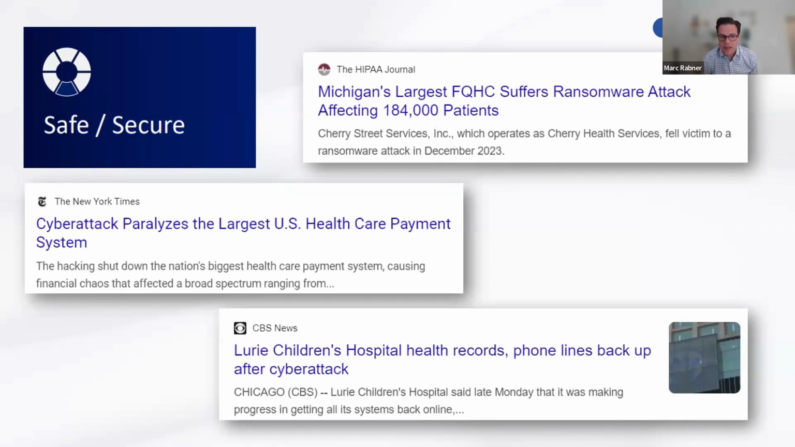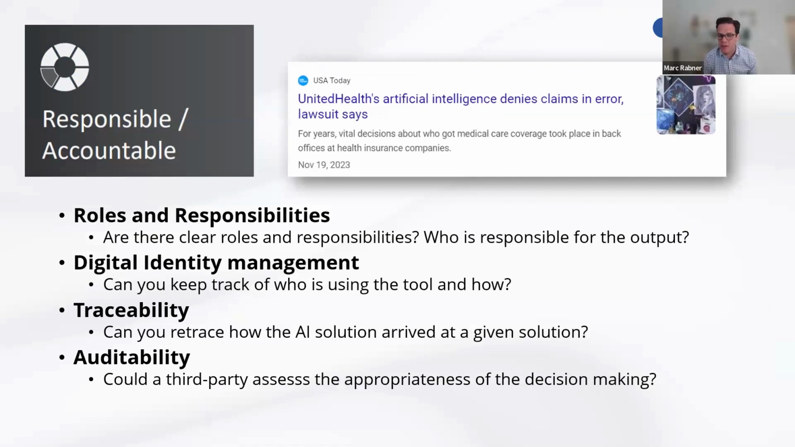And lastly, who's responsible and accountable for the AI performance and output? So this article on the top right is a lawsuit claiming that a payer was inappropriately denying claims using AI. This really necessitates establishing roles and responsibilities, having appropriate identity management, traceability, knowing how an AI arrived at a particular decision, and can a third party audit those responses?